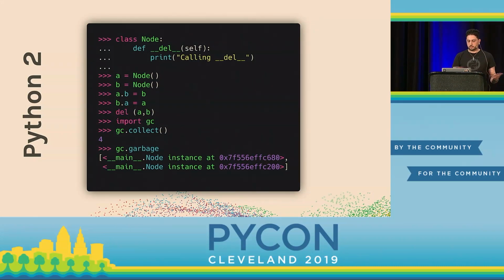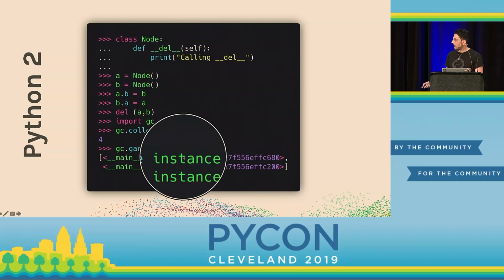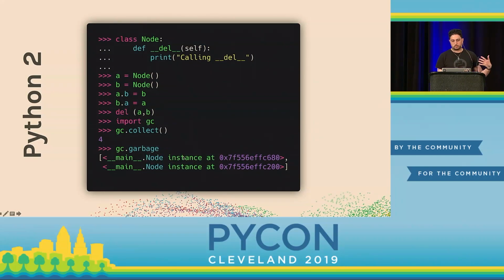So basically, this runs the algorithm that we saw before. After that, we see that these two objects are actually not destroyed. They are in this special list called gc.garbage. And basically this means that they are never destroyed. They're going to be there for the remainder of your program, and this is more or less a leak.